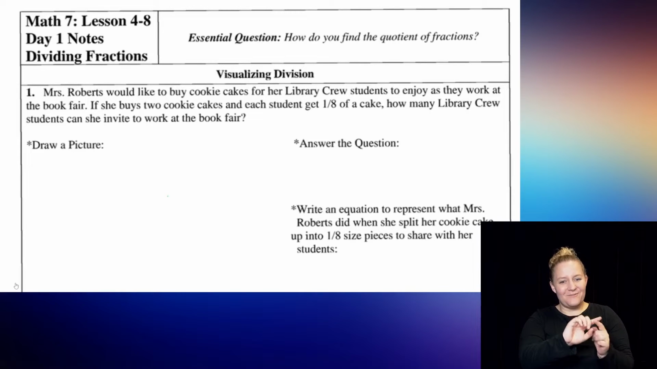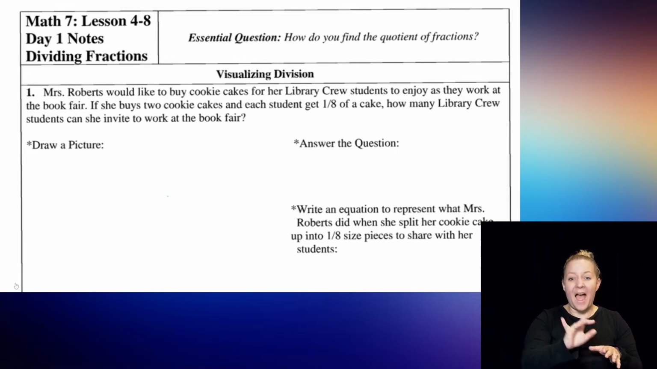Lesson 4.8, Day 1 notes on dividing fractions. However, we're not actually dividing fractions today. We are just looking at the visuals.